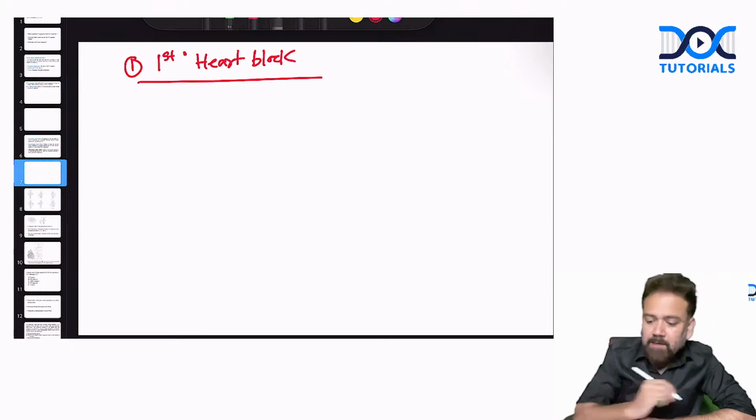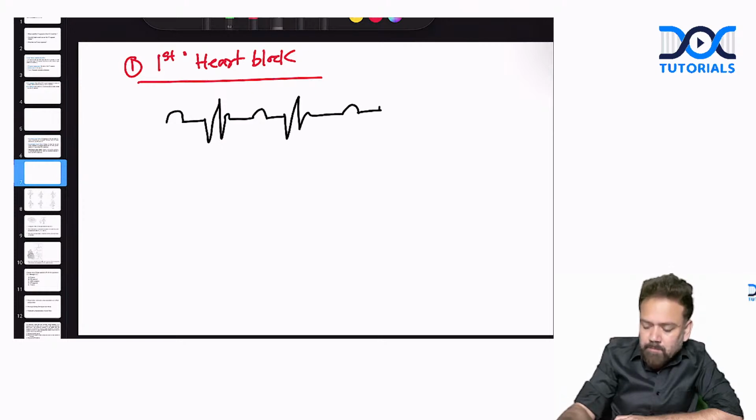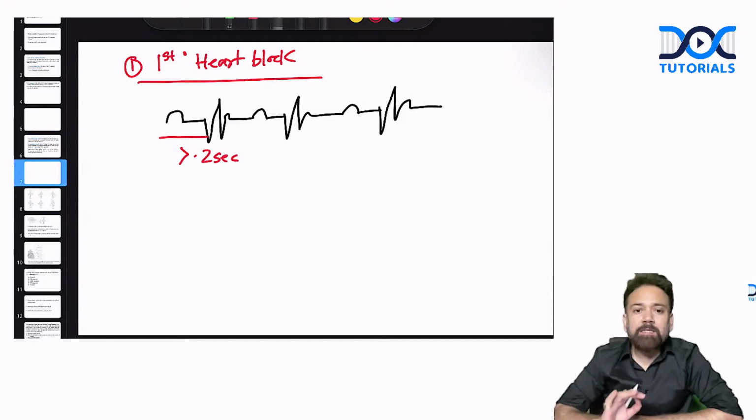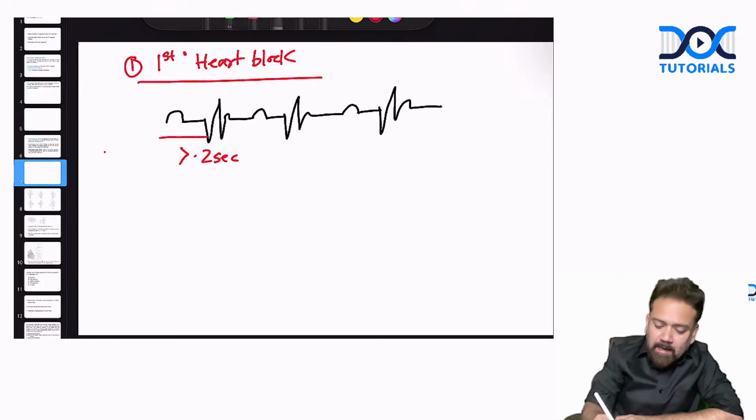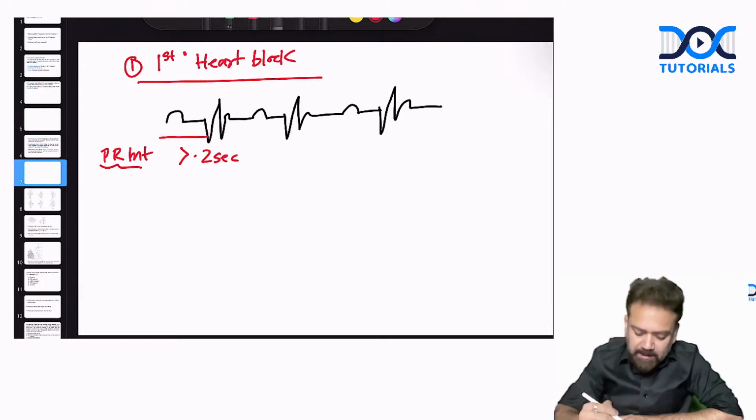What did we discuss regarding first degree heart block? The only thing is that PR interval. This is P wave, QRS wave, and T wave. In this, PR interval should be more than 0.2 second. Only one characteristic of first degree heart block is that PR interval, not segment. PR interval should be greater than 0.2 second. This is your first degree heart block.